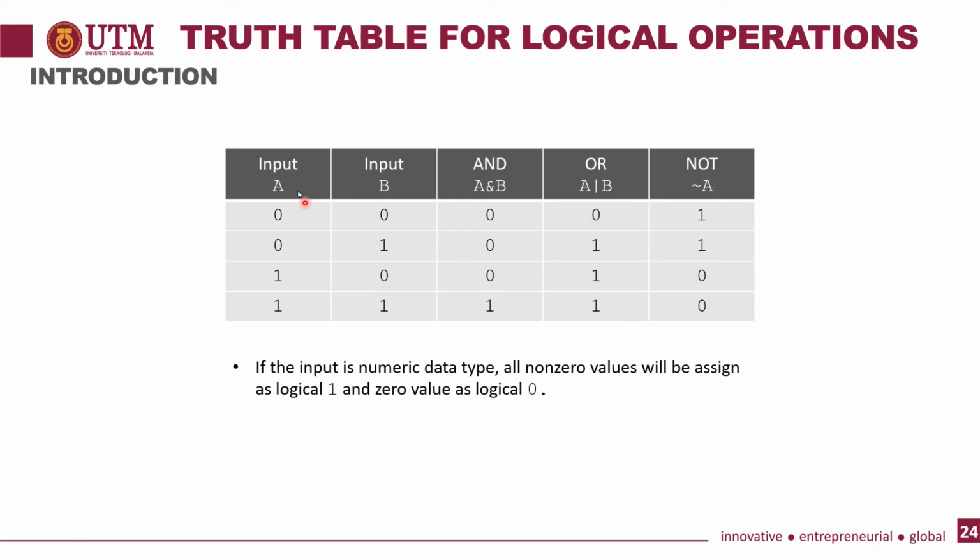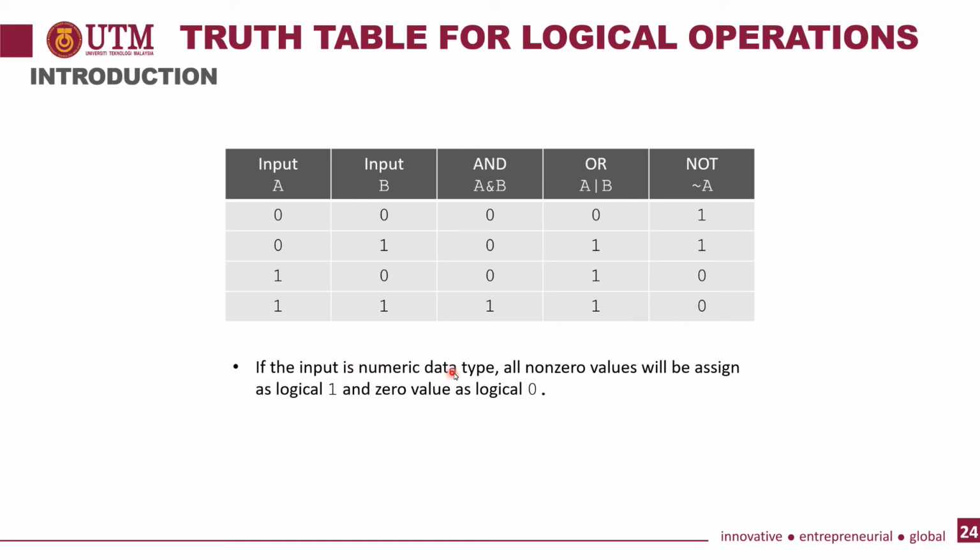Then the third one is NOT A. You see here, this is A. NOT A is the inverse of A. As you all know, a Boolean expression only has two values, either 0 or 1. So when it is not 0, it will become 1. When it is not 1, it will become 0. So NOT is like an inverse of a Boolean expression.